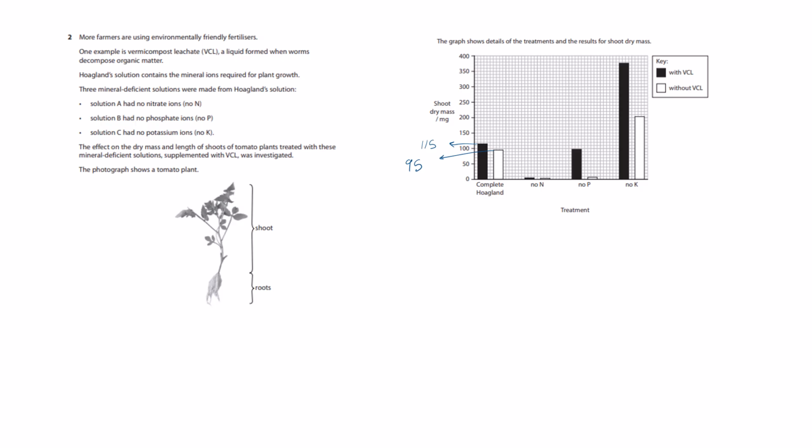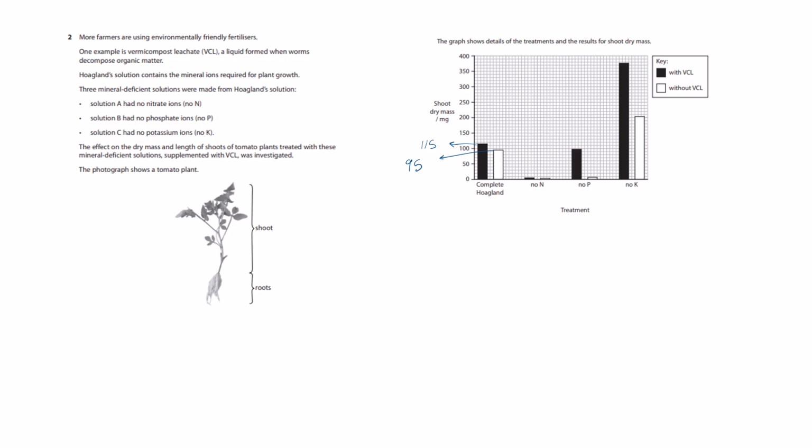Whole gland solution contains the mineral ions required for plant growth. 3 mineral deficient solutions were made from whole gland solution. Solution A had no nitrates, so no nitrogen. Remember, nitrogen is needed for protein synthesis. Solution B had no phosphate. Solution C had no potassium. The effect on the dry mass and length of shoots of tomato plants treated with these mineral deficient solutions supplemented with VCL was investigated. The photograph shows a tomato plant.